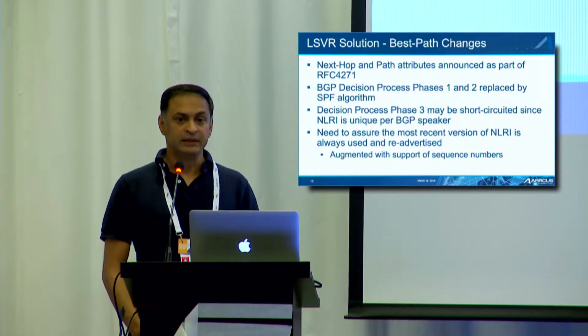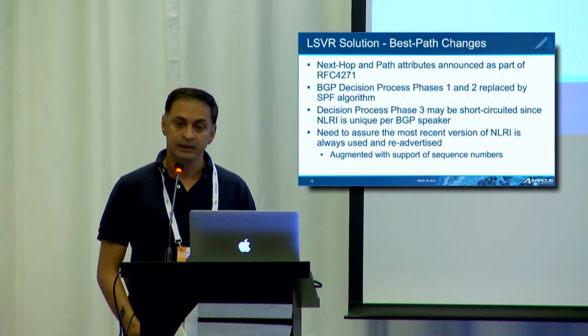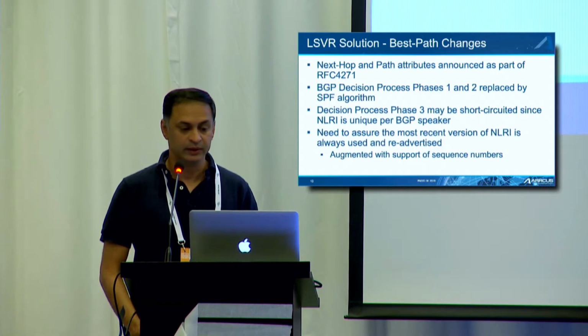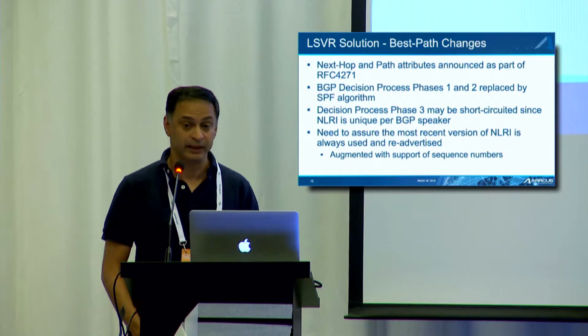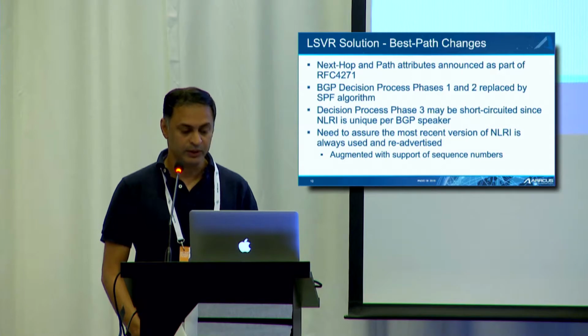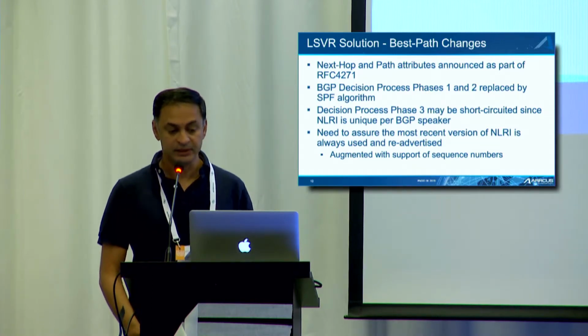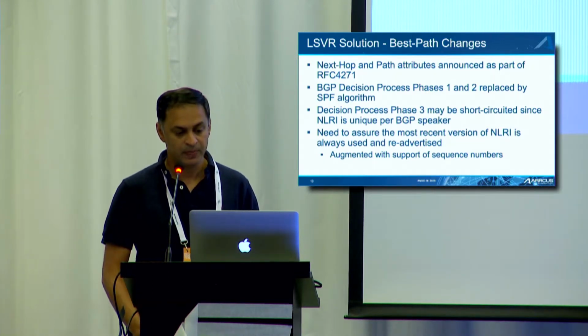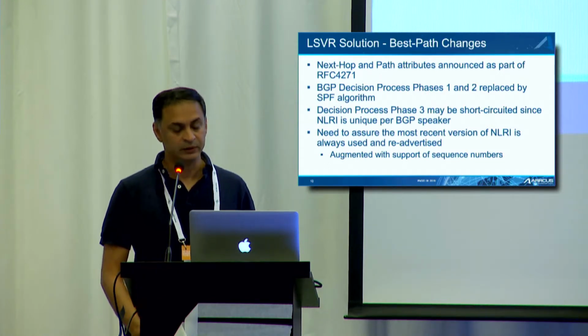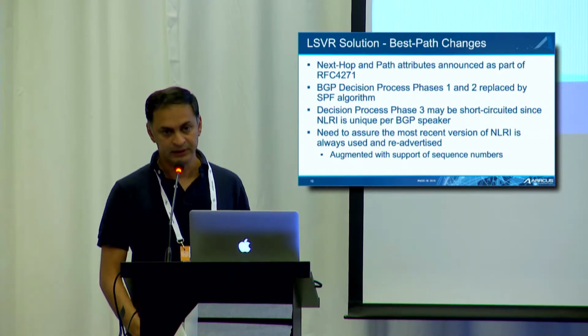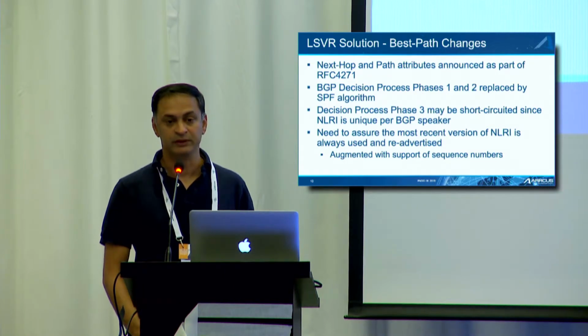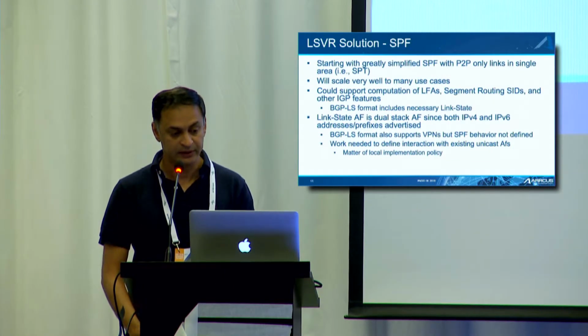From the best path changes, since the Dijkstra has been placed in here, you don't need to honor the next hop and the path attributes that are announced and apply it. However, since the base protocol does require you to announce it, it just announces it and ignores it upon the receipt of the update. The decision processes are replaced with Dijkstra. You need to assure the most recent version of updates has been announced. BGP does this anyways. You use it with the sequence numbers here that have been inserted.